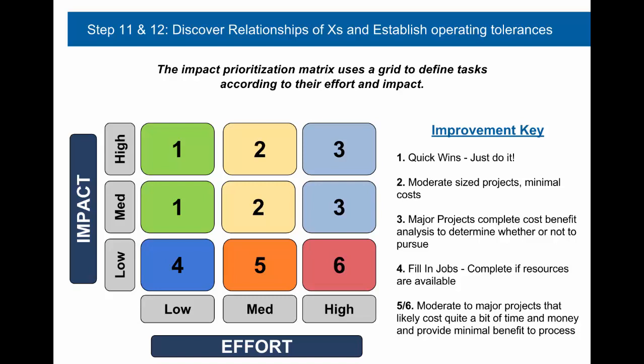Deliverables with the highest impact go near the top. Deliverables that take the most effort to complete go to the far right. It makes sense to first tackle the deliverables that have the most impact for the least amount of effort.